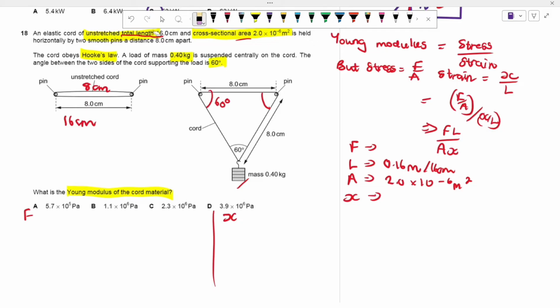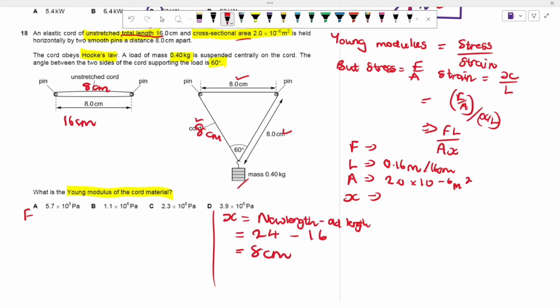So it means we're going to have 8 centimeters over here, right? So my extension will be my new length minus my old length. That's basically how I find my extension. My new length is I have 8 here, 8 here, and 8 here. So it's 8 plus 8 plus 8, 24. My old length is 8 plus 8, 16. The difference will be 8 centimeters. So it is extended by 8 centimeters. So my extension will be 8 centimeters, which is 0.08 meters.